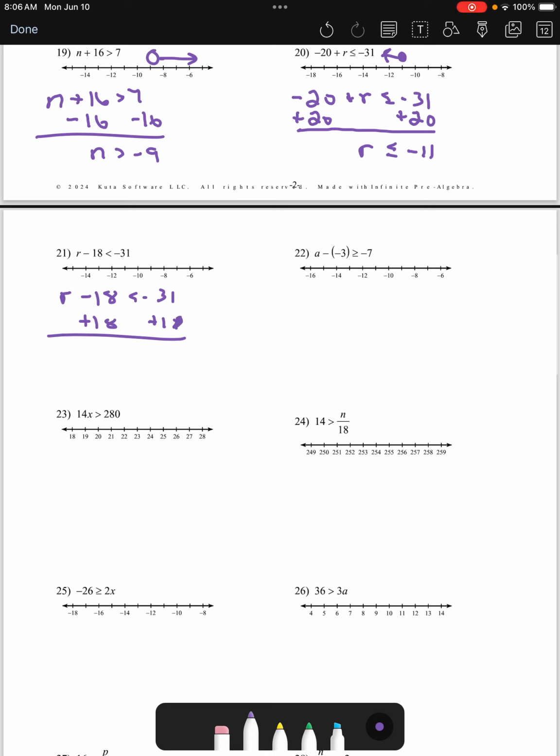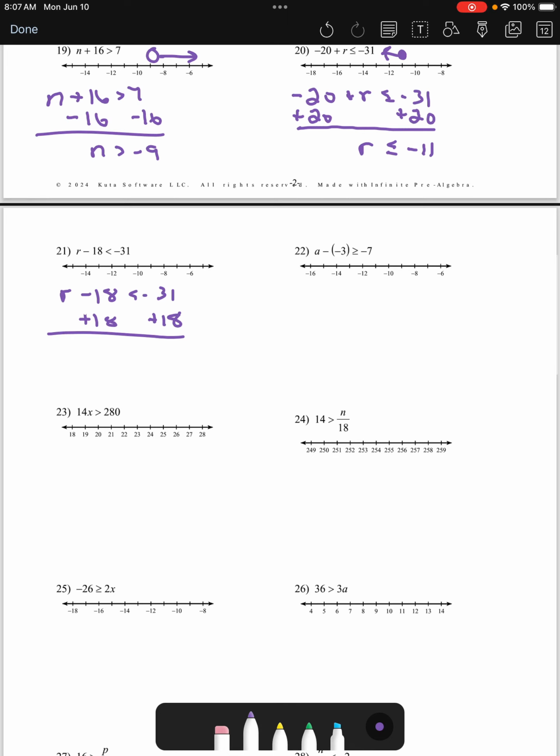In 21, we're going to have to add 18 to both sides. Wow, that is really badly written. Let me rewrite that 8. That'll get us r is less than -13. -13 is on the number line. It's over here. Less than is to the left. No or equal to, so we're not going to fill this in.